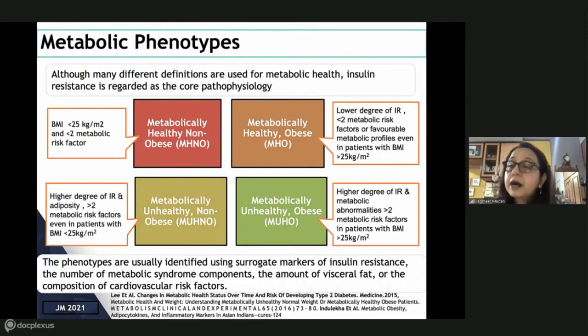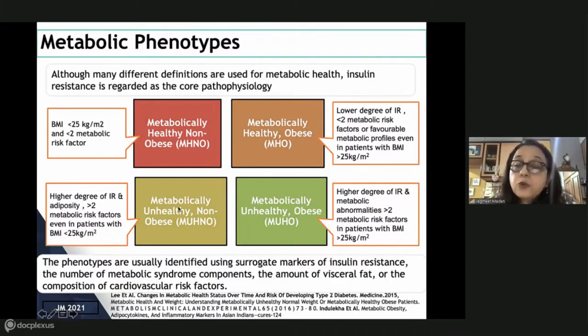the markers of metabolic health are actually your markers of metabolic syndrome, the amount of visceral fat, the insulin, hyperinsulinemia, and the cardiovascular risk factors. So if you have more than 2 metabolic risk factors, your metabolic health is at stake. So you may have people who may be having normal BMI and no metabolic risk factors.